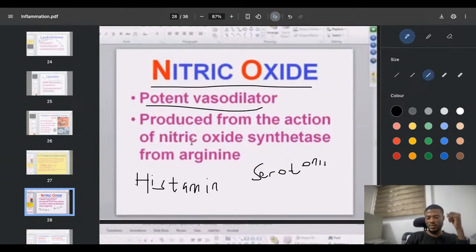And we said that even though serotonin has some effect on vasodilation, it is to a lower extent, unlike histamine, which is to a very large extent a vasodilator. Now we are also looking at nitric oxide, which we are describing as what? A very potent vasodilator.